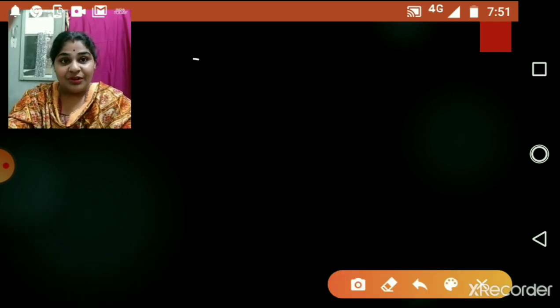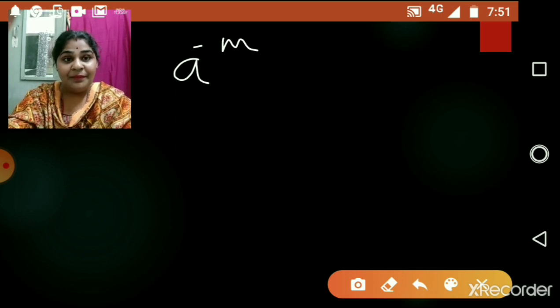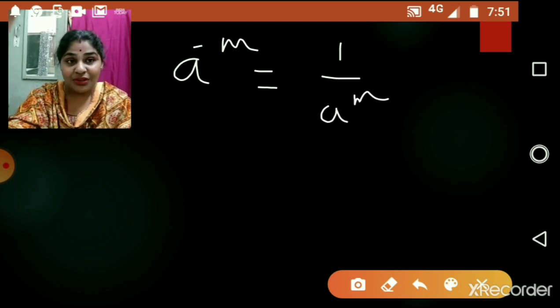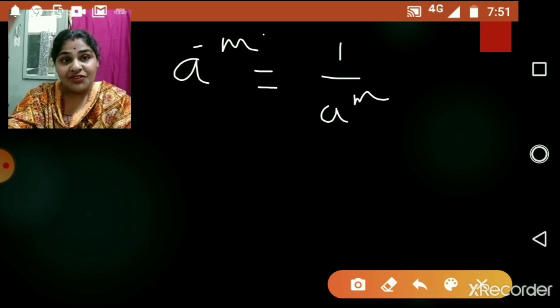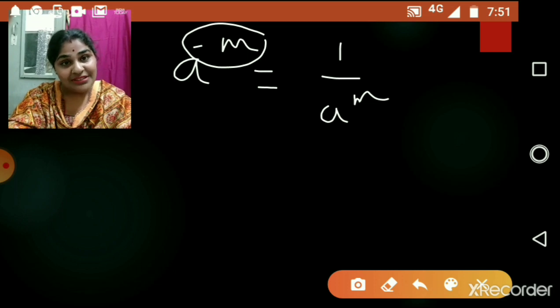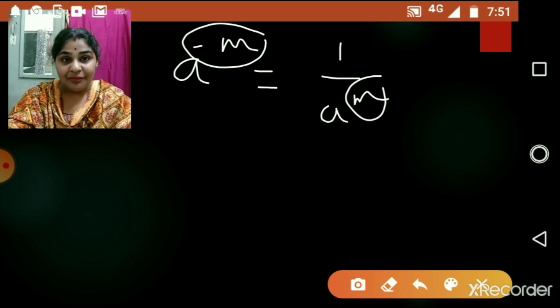It was a raised to negative m is equal to 1 upon a raised to m, right children? So this was the law when the exponent is negative. So how to make it positive? We take the reciprocal of the number, so the exponent becomes positive. If it is a, it will be 1 upon a, and then the exponent becomes positive. Negative m, here it is now positive m, right?